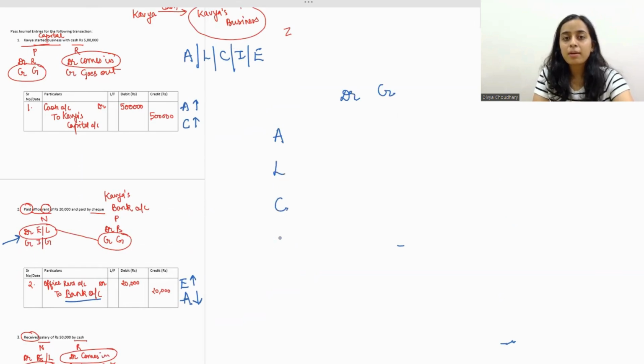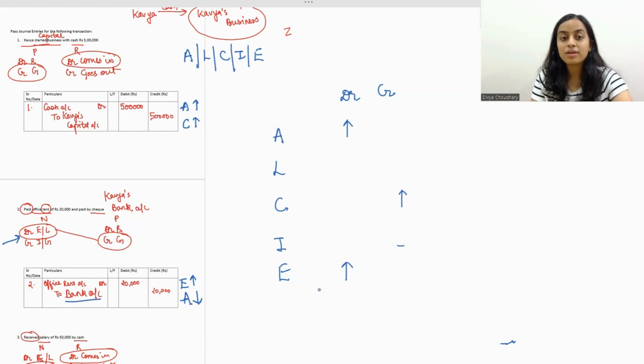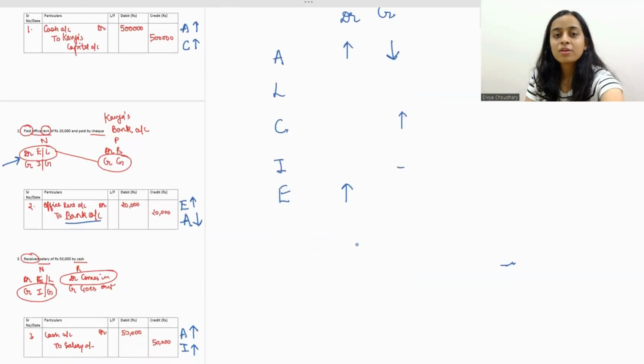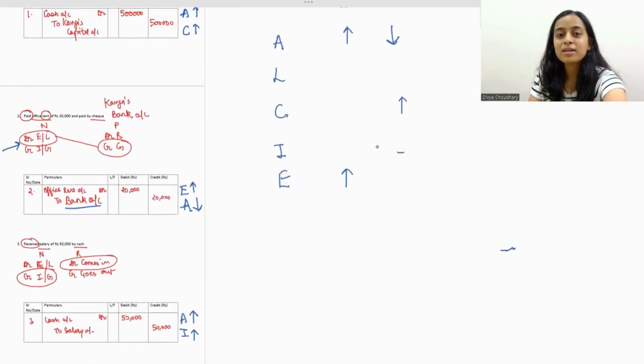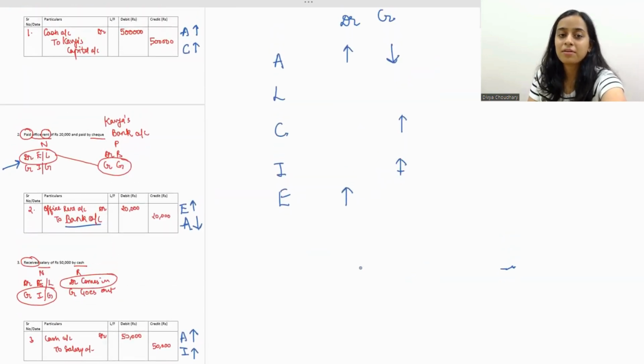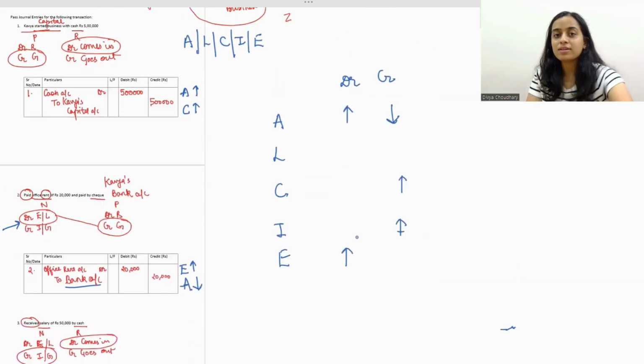All right. So with this, we can conclude asset, liability, capital, income, and expenditure. In the first journal entry, asset increasing is debited, liability increasing is credited. In the second journal entry, expense increasing is debited, asset decreasing is credited. In the third journal entry, asset increasing is debited and income increasing is credited. And in the last one, asset increasing and liability increasing. Asset increasing is debited and liability increasing is credited.